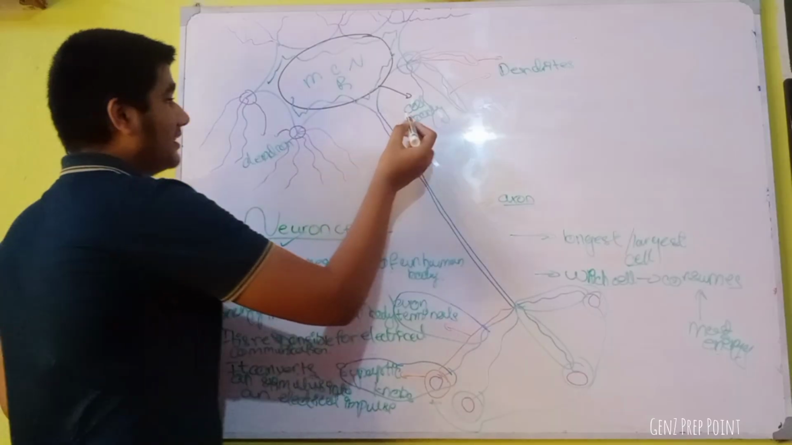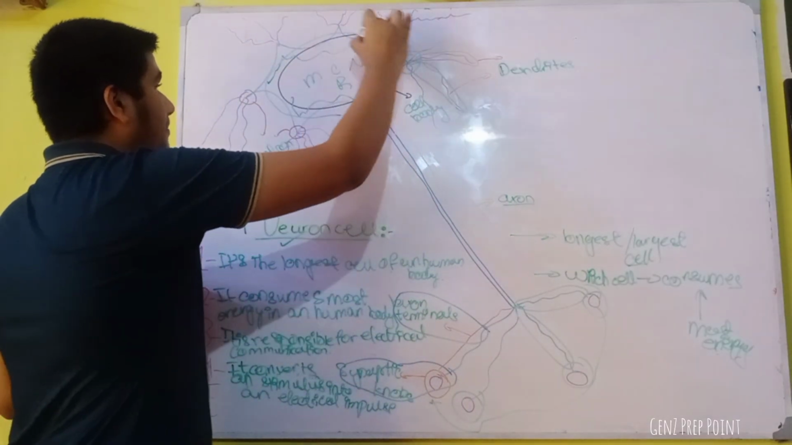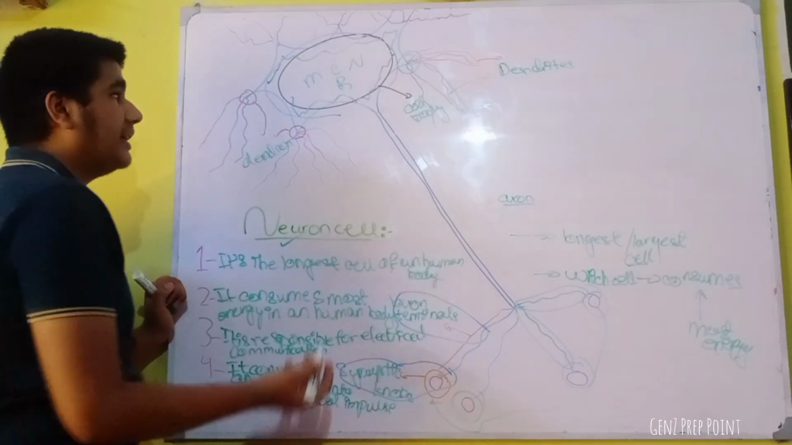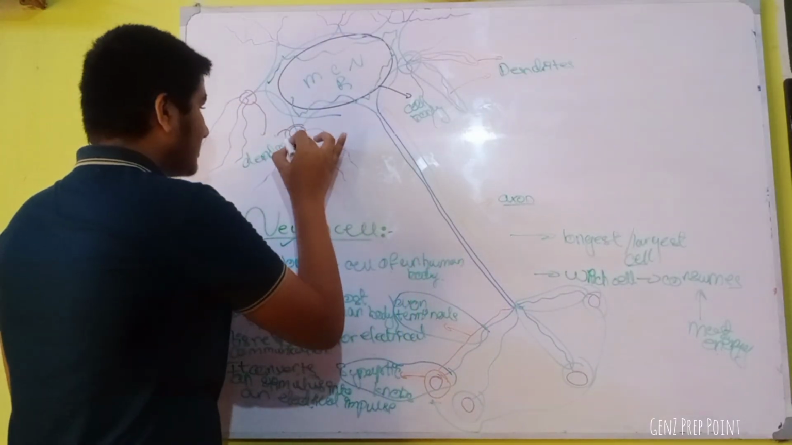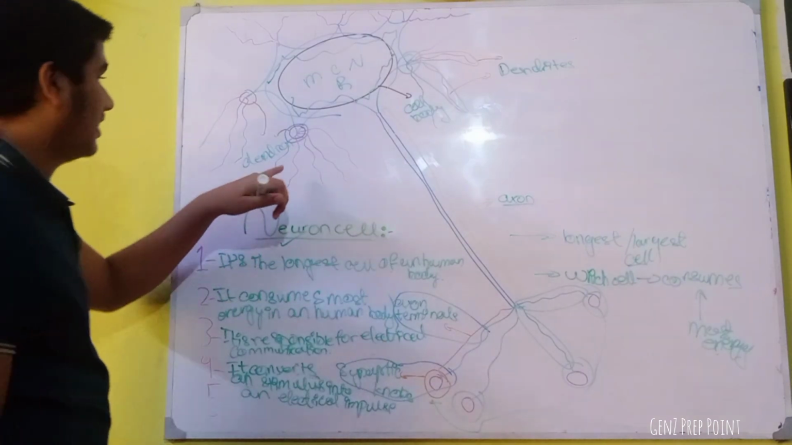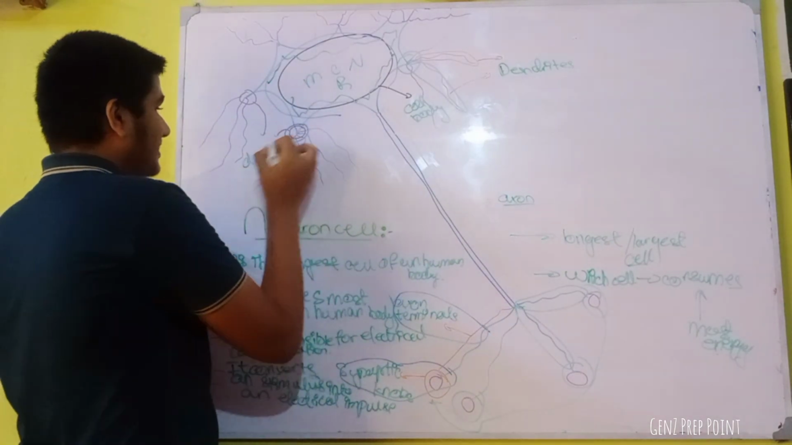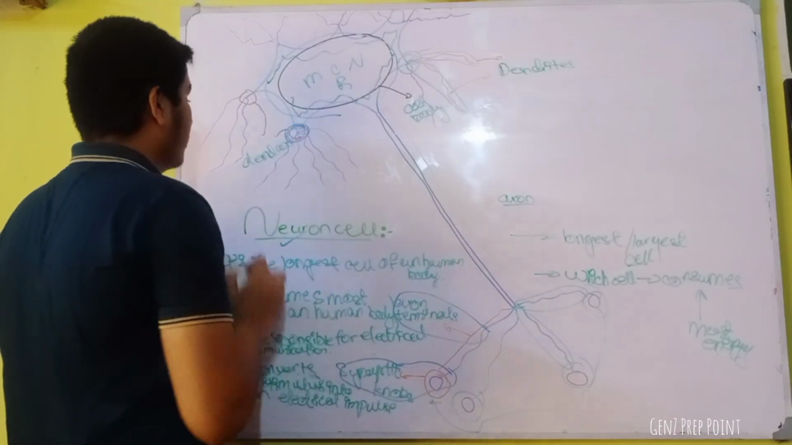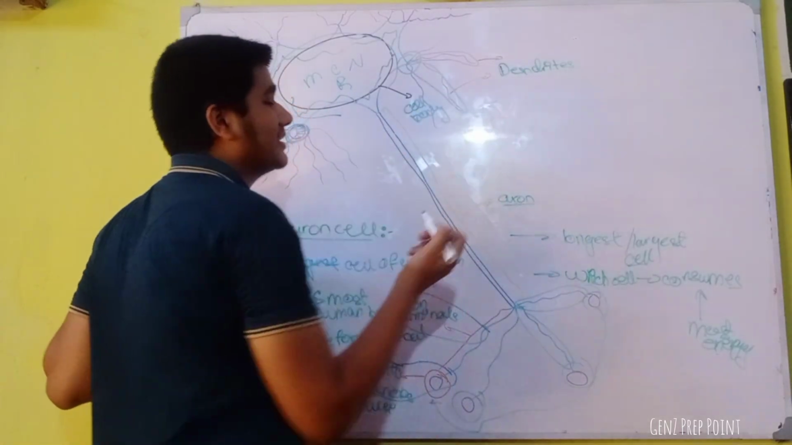This axon which leads into a larger part, this whole part is known as the cell body because it contains all the cellular organelles. This point, from which the thread-like structures divide, is known as the dendron. These thread-like structures are known as dendrites.